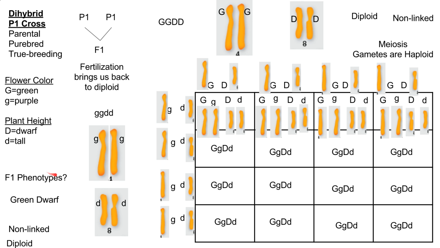So if we were talking about what are the phenotypes of this F1 generation, we've got GGDD. And this one right here was a green dwarf. This one was purple tall. But every single one of these, from a phenotype standpoint, are going to be green dwarfs. There will be no purple talls in the F1 generation. But all of them are carriers because they are carrying the allele for purple and carrying the allele for tall.